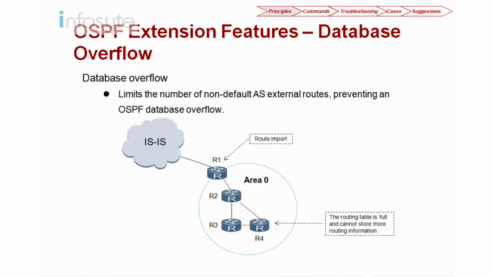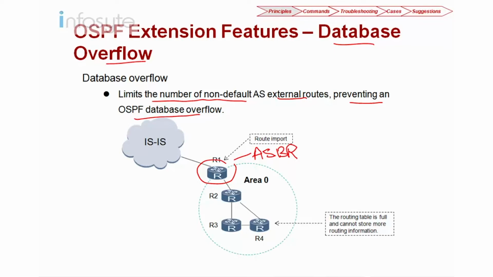And also, for the OSPF extension features, the database overflow. For the database overflow, they limit the number of non-default AS external routes, preventing an OSPF database overflow. So what it means here, let's say this R1 is an ASBR. You want to make sure that you limit the number of non-default AS external routes.